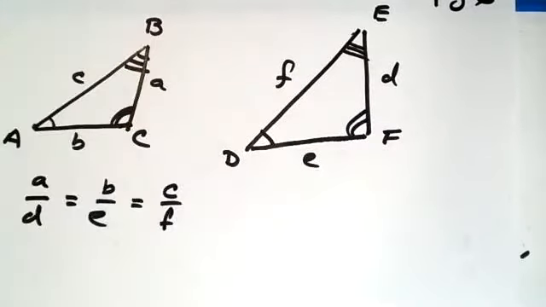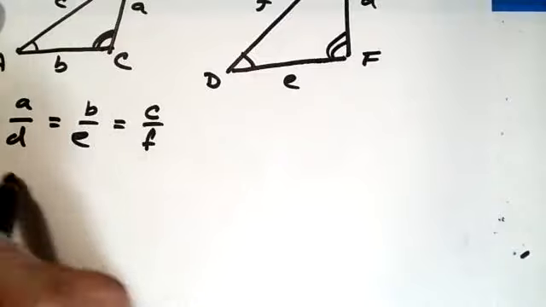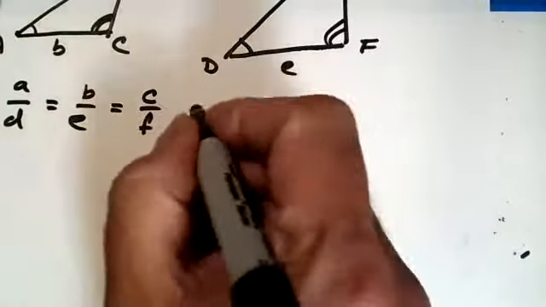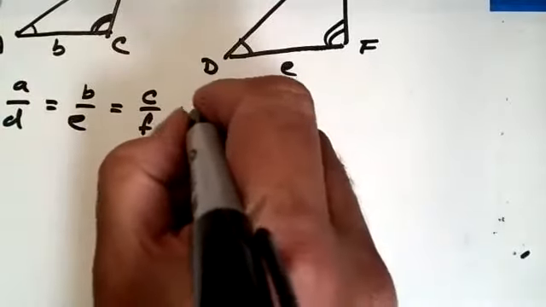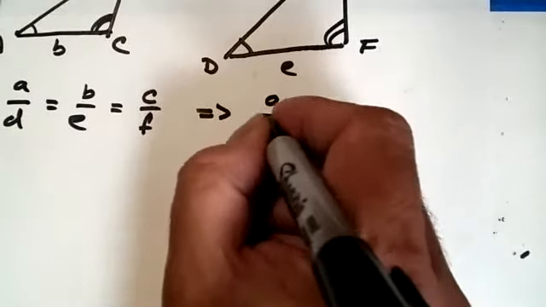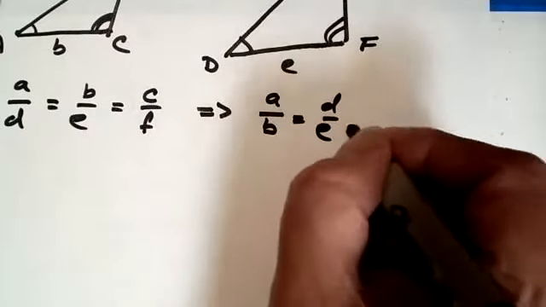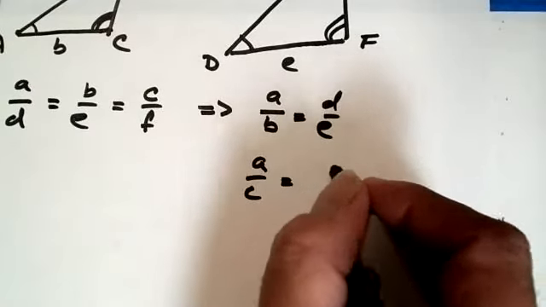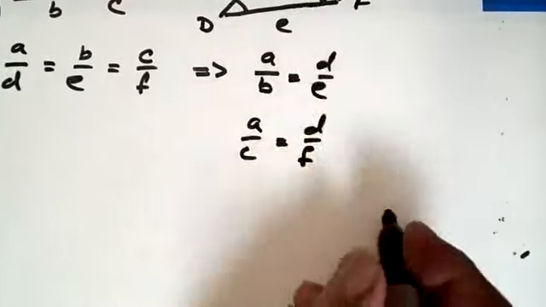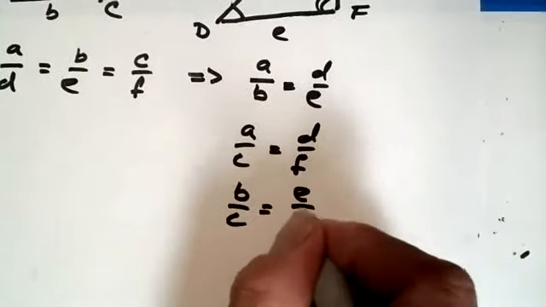So you scale this one up by 1.2 or something like that. Now, here's where this gets interesting: if you rearrange this algebraic stuff, there are actually 3 equalities here. You get a result which is A over B is equal to D over E, and A over C is equal to D over F, and B over C is equal to E over F.